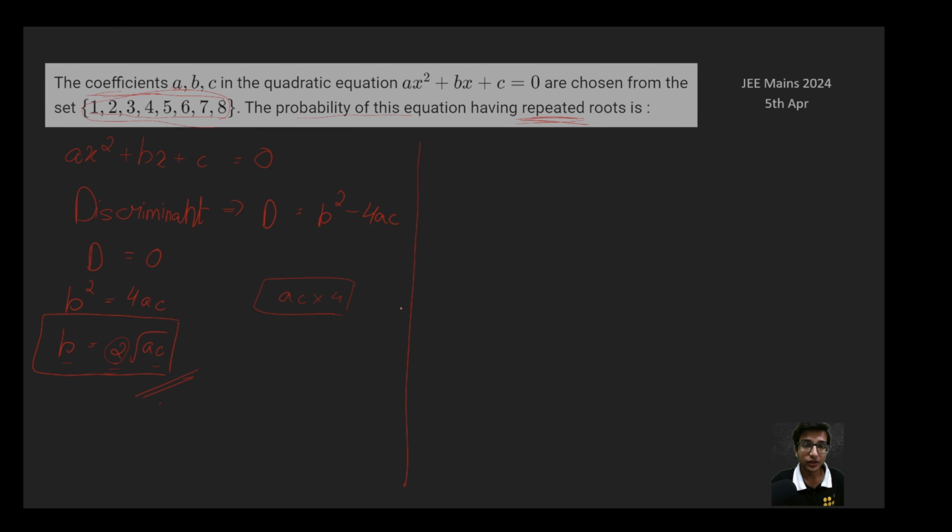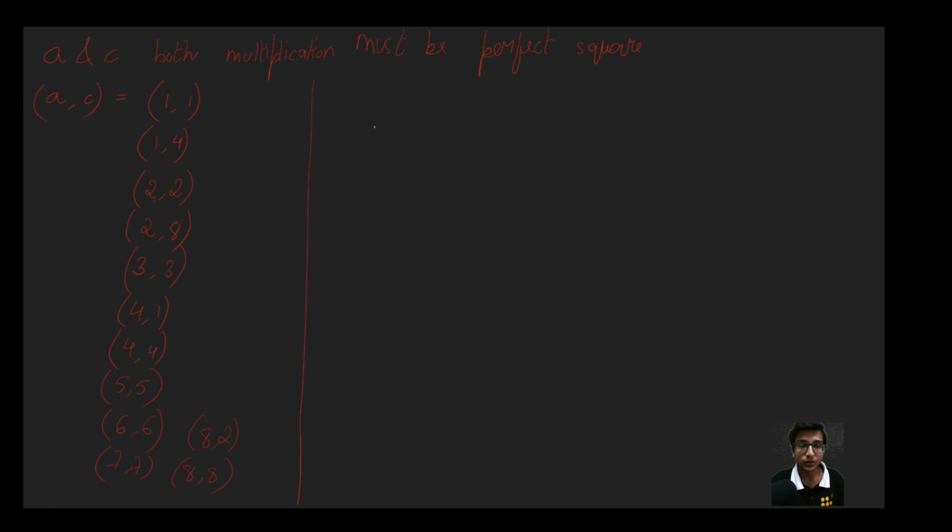Then we have to find out the value of b that would satisfy this equation. So for 1 comma 1, when a and c is 1, that means we have b square is equal to 4, so b can be equal to 2, so this one is satisfied. Now let's check for 1 comma 4.